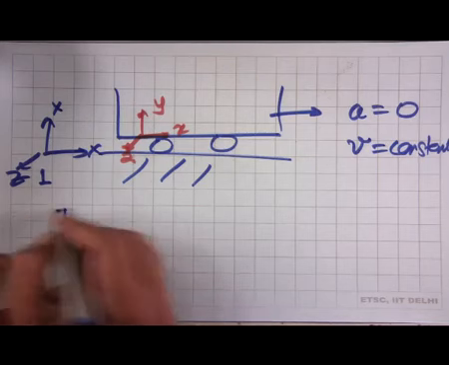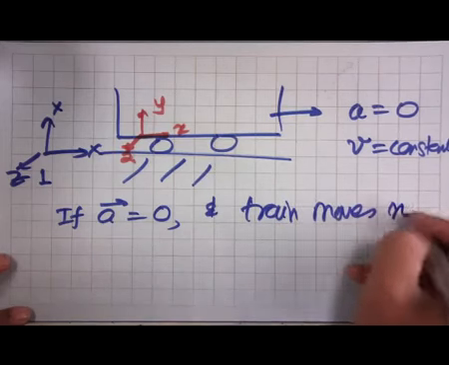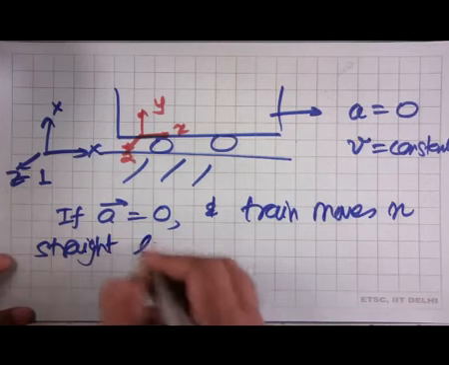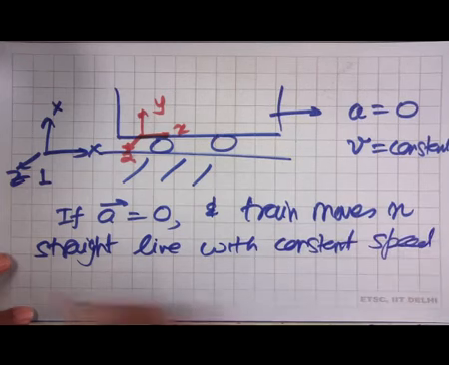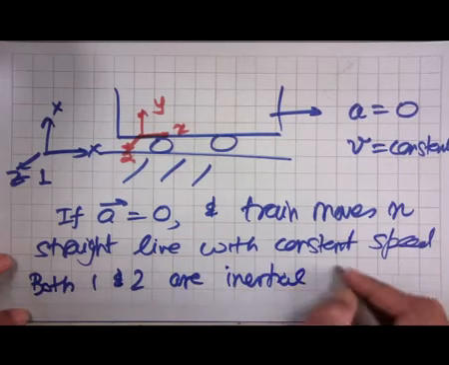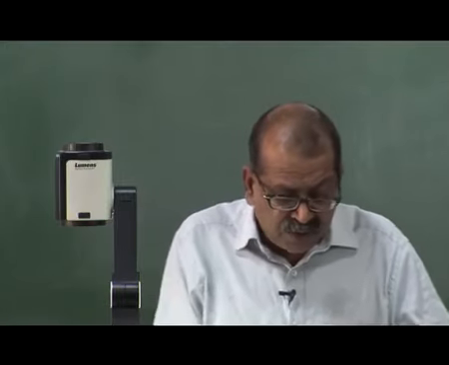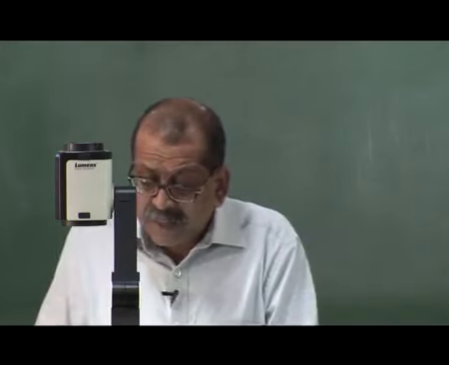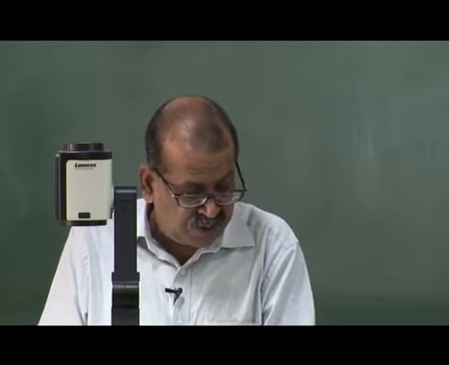So, now if acceleration is 0 and the train moves in a straight line with constant speed, then both 1 and 2 are inertial frames. So, this is how we define or look at inertial frames of reference, and Newton's first law, the law of inertia, and the second law which we will study, are valid only if the motion of the particle is being studied with respect to an inertial frame of reference.